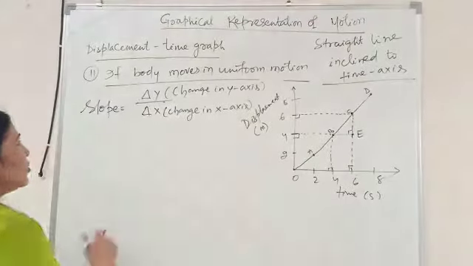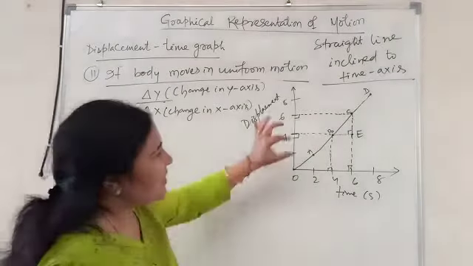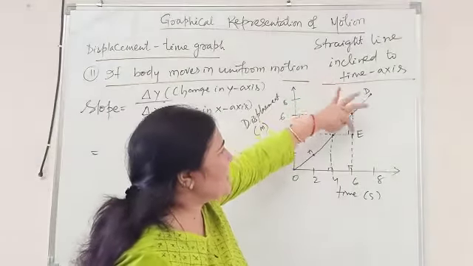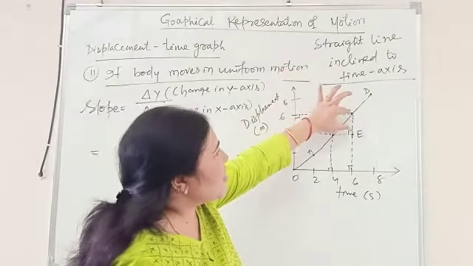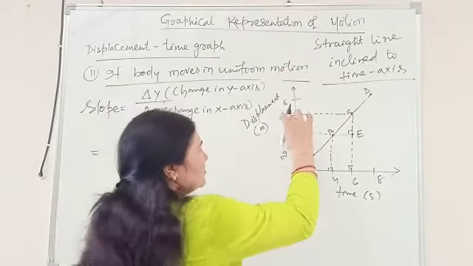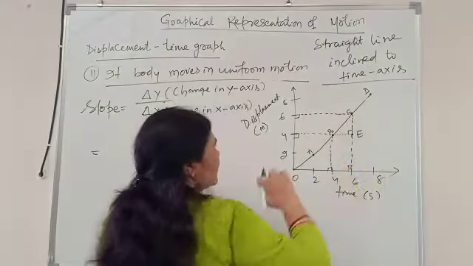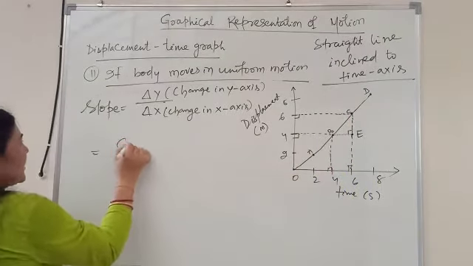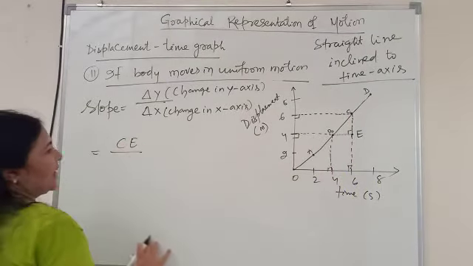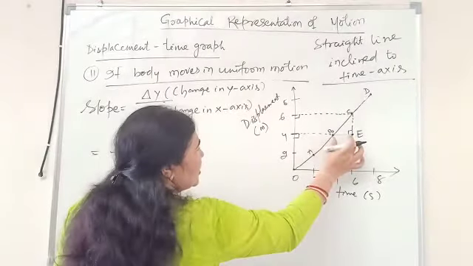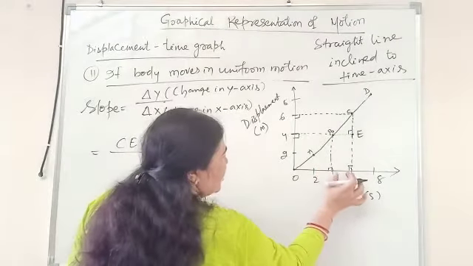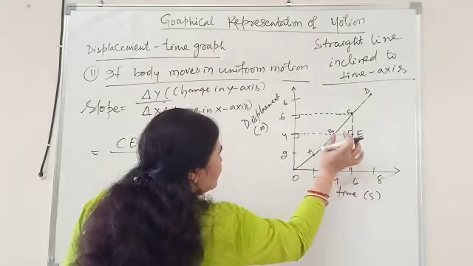So let's find out this delta y value. In my figure, in the BCE triangle, the change in y-axis is this one, that is CE. CE length divided by change in x-axis, the x-axis being time. So the change in time is this one, that is BE.